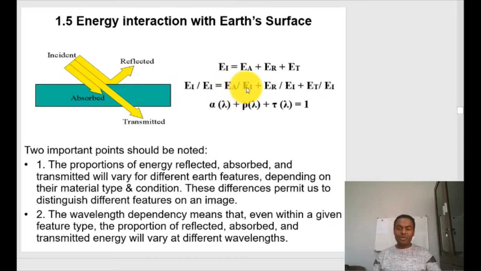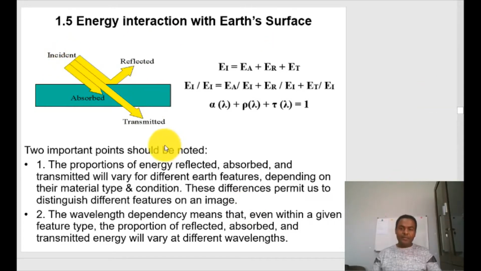And energy absorbed over energy incident is called what? Absorptance. Okay? Energy reflected over energy incident is called reflectance. Energy transmitted over energy incident is called transmittance. They are denoted by these symbols. Absorptance plus reflectance plus transmittance becomes 1. So energy is neither created nor destroyed. The sum total of absorbed, transmitted, and reflected becomes 100 percent of the incident energy.